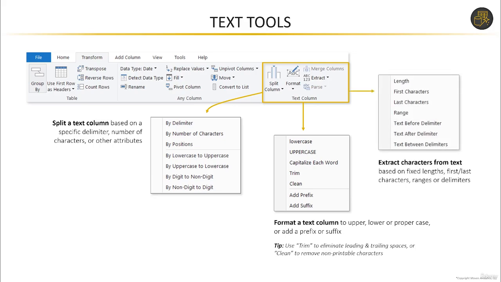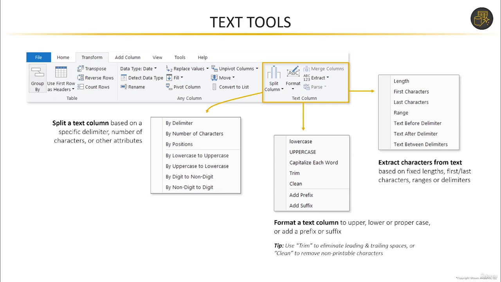We also have some great extract tools. We can extract a certain subset of characters from a string based on a specific length. We can extract the first or last number of characters or a range. But where it gets really interesting is using delimiters, which we've already used as part of our first assignment. So what we can do here is we can actually tell Power BI that we want to return all of the characters before a specific delimiter or symbol or character, or after it or between two distinct delimiters.